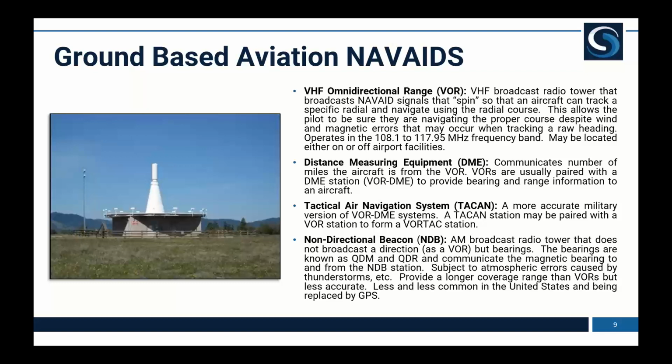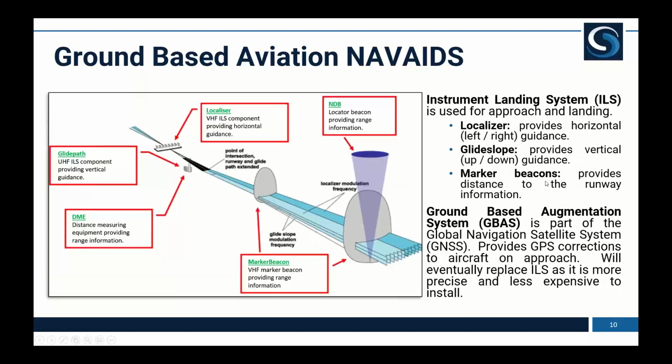There are also non-directional beacons, or NDBs. This is an older type of NAVAID, not as popular anymore, but it's an AM broadcast radio tower that does not broadcast a direction or a vector such as a VOR, but general bearings. The bearings are known as QDM and QDR and communicate the magnetic bearing to and from the NDB station. It is subject to atmospheric errors caused by thunderstorms, etc. While it can provide longer coverage than VORs, it tends to be less accurate. And as mentioned before, it's used less and less, in particular in the US, as it's being replaced by GPS. GPS is actually starting to replace a lot of these NAVAIDS, but not so much. We'll talk about that in a moment.